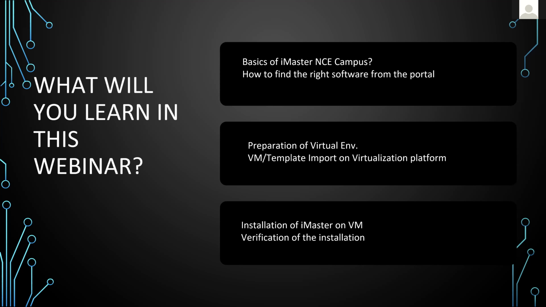And then our installation will be on the virtual environment. Because if you want to do a POC or some testing, you need to do it on a virtualized environment, because you don't always have the Huawei servers available. So if you have a server and a virtualization platform, you can use that platform to install iMaster NCE Campus. You can use it in production as well, but it is recommended to have a clustered environment for production. Then we'll see how we can import the VM to the virtualization platform, and then we will install the iMaster on that VM.